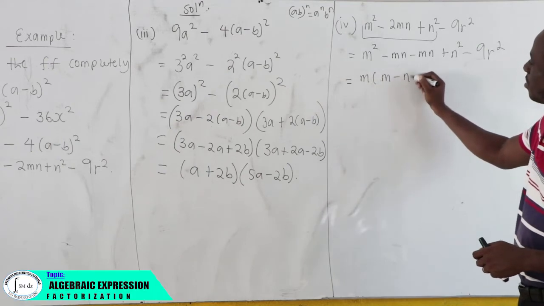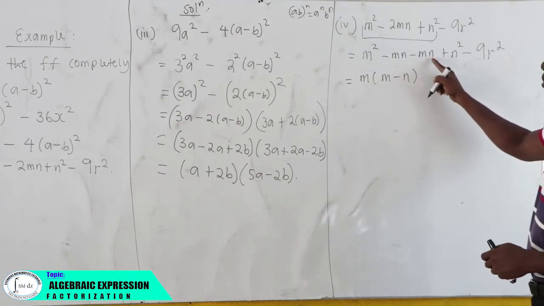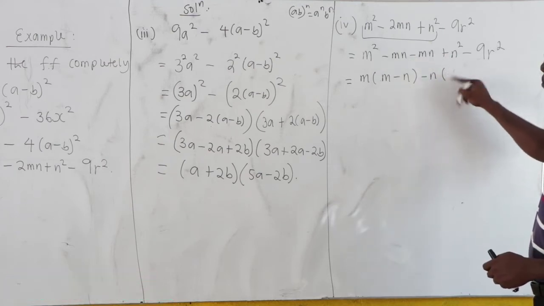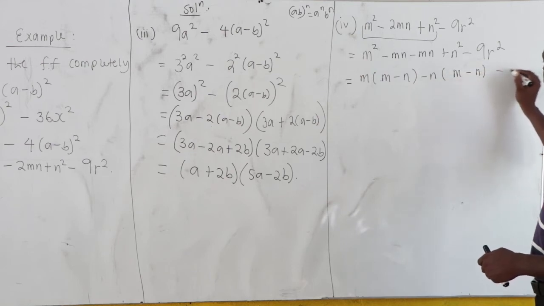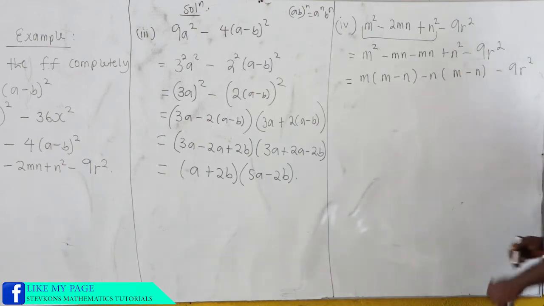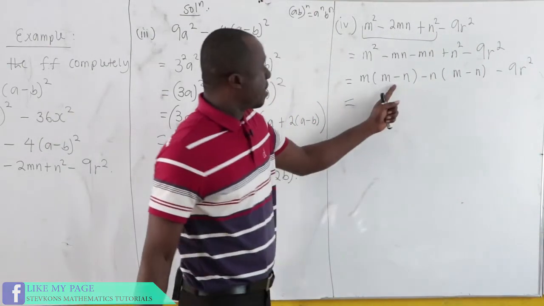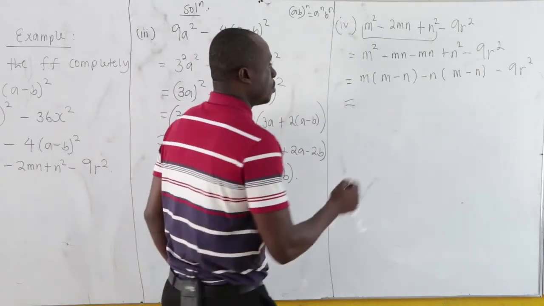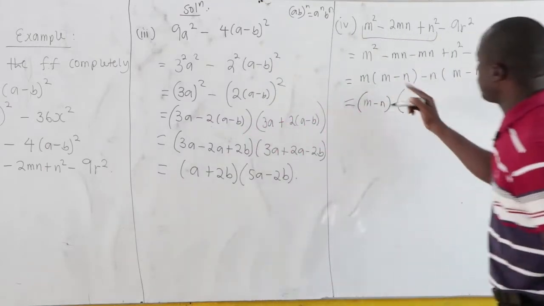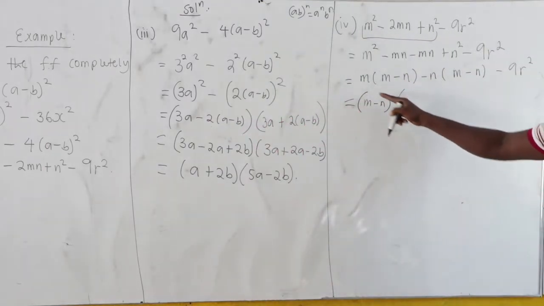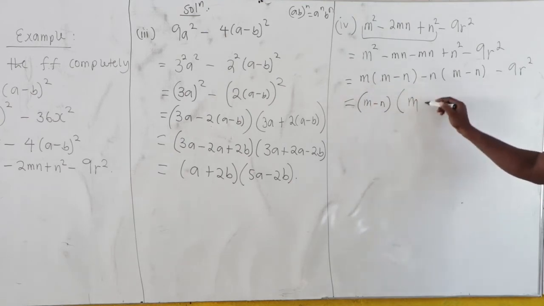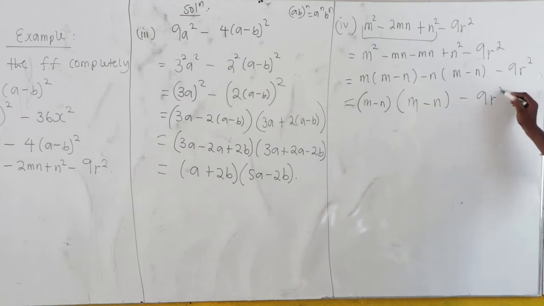Now here m and m is common, so we can factorize m out. So we have m(m − n). And then here we have negative n, because of the negative, the negative will come out, leaving (m − n) minus 9r². Now from here, what can we see? (m − n) is common, so we can bring that one out. So we have (m − n) out, and what do we have here? (m − n) minus 9r².